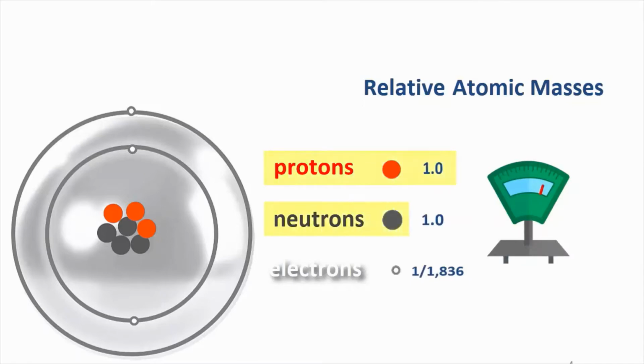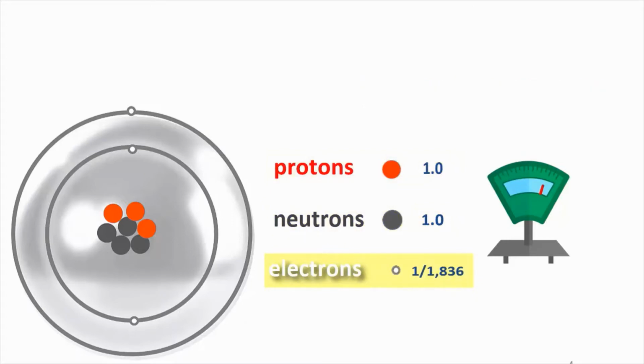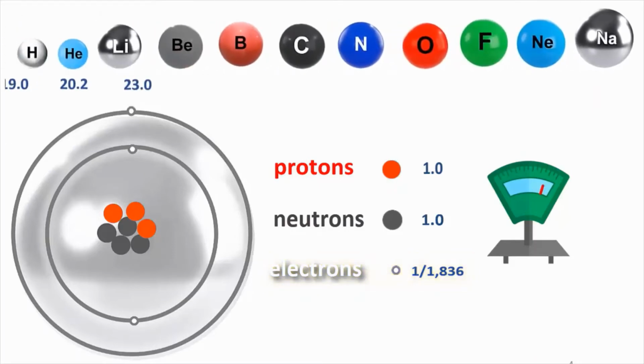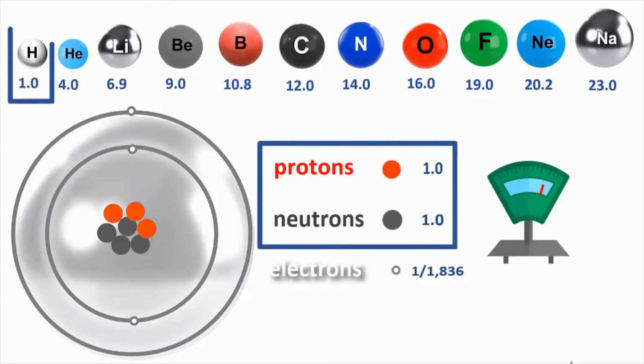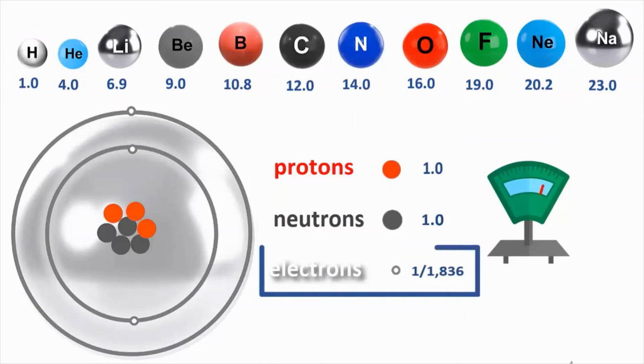Protons and neutrons each have a relative atomic mass of 1. But an electron is only 1/1836th in comparison. Wow! Protons and neutrons are the same mass as a hydrogen atom, but electrons weigh almost nothing in comparison, so we can ignore them.